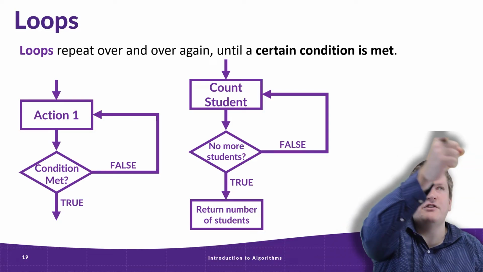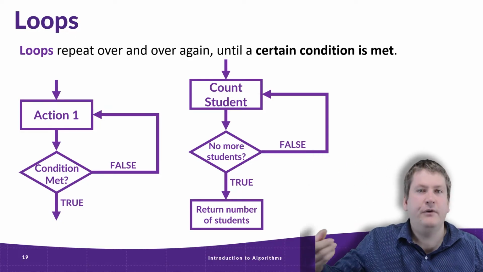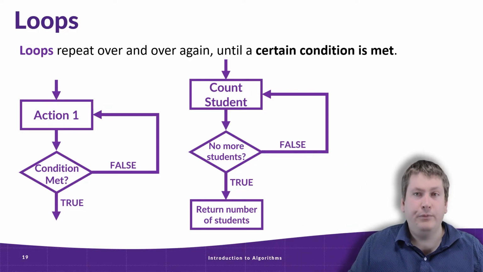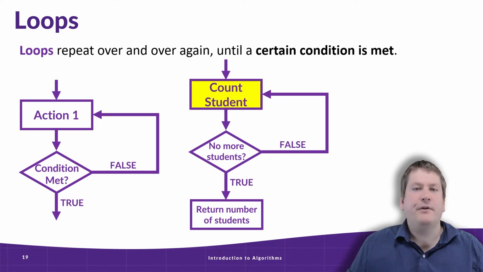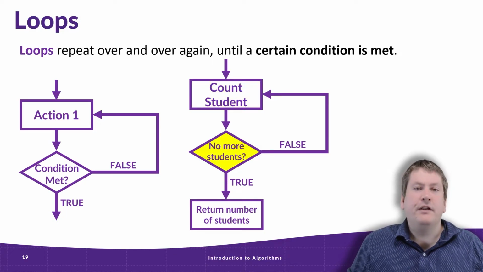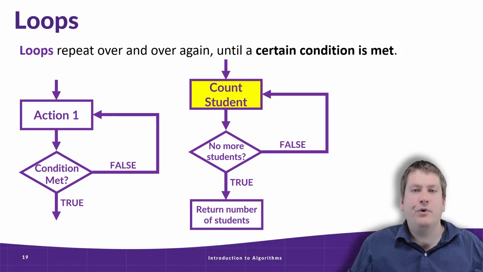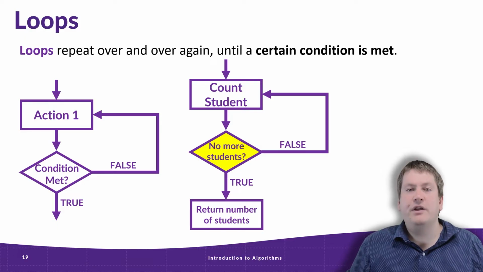Sort of like if you're pointing to each student and saying 1, 2, 3, 4, and so on. Each new student would be a reiteration of that loop. So we might start by counting the first student, but then we need to check if there are more students to count. If there are more students, we need to loop back to that first step and count that next student. This sort of loop keeps going until there are no more students to count, and then the answer to the question, no more students to count, is true, and we can finally exit the loop and return the number of students.